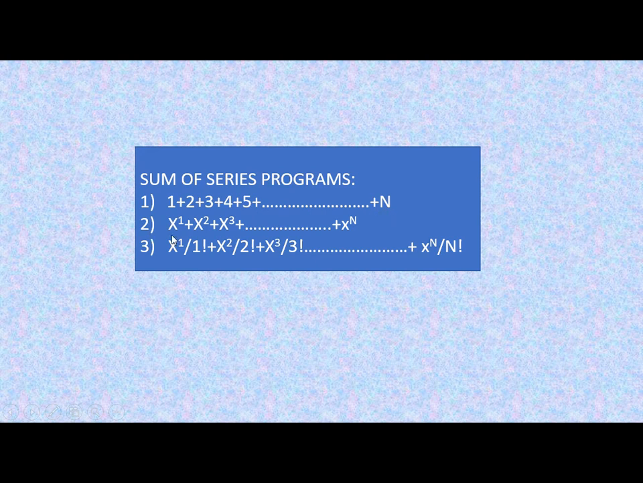Then the next series is x to the power 1 plus x to the power 2 plus x to the power 3 up to x to the power of n. So here in this program we don't know two values, that is x and n.